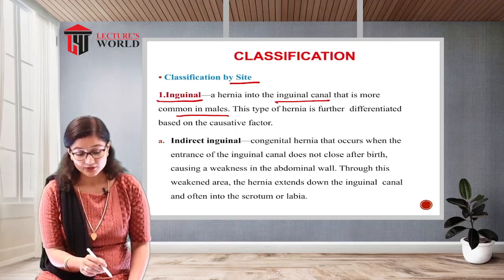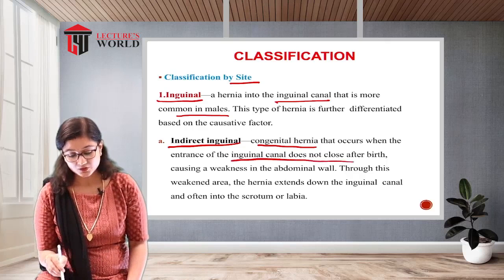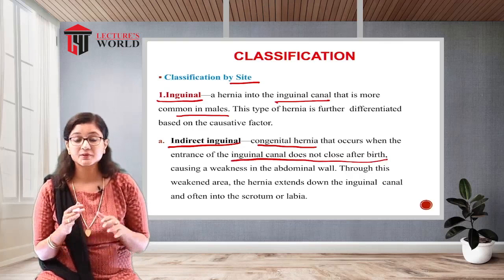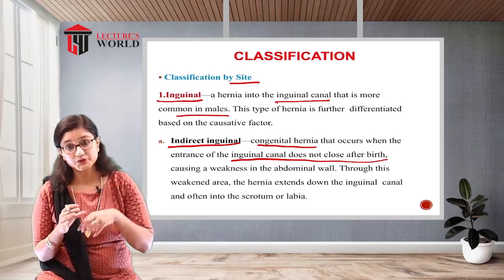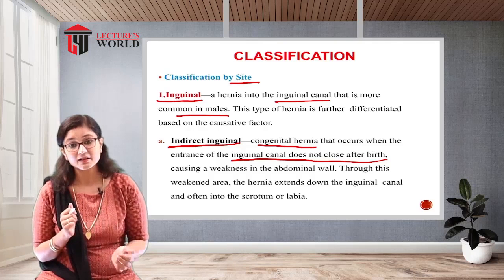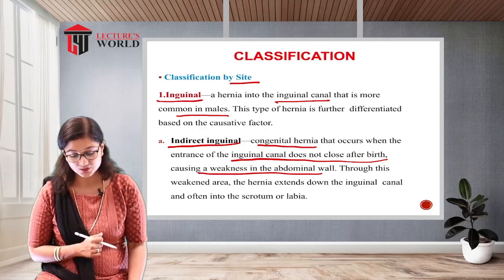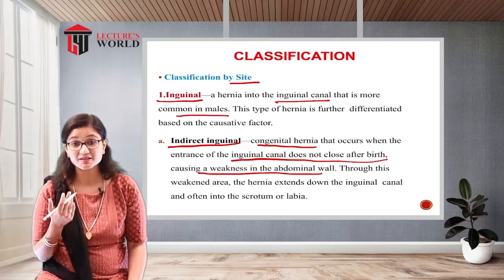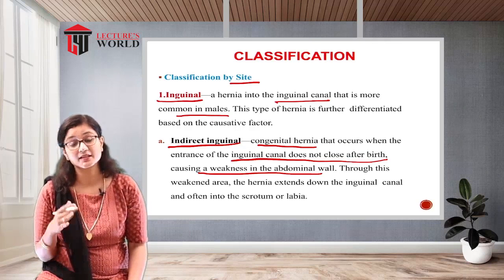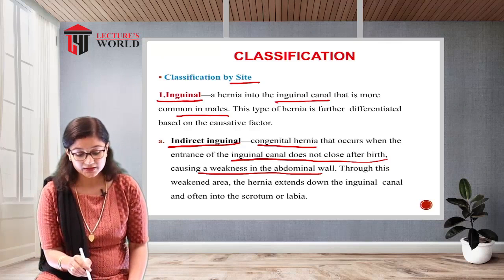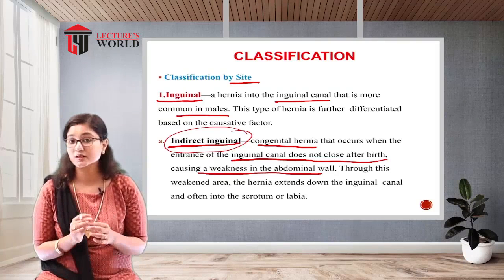So what is direct? We'll first understand the indirect one. Indirect one is a congenital hernia that occurs when the entrance of the inguinal canal does not close. Ideally, the inguinal canal is totally closed in a baby when it is born. But when it is not closed, the intestine or any abdominal organ can come and protrude into the inguinal canal. Then it will be called an indirect hernia. This causes a weakness in the abdominal wall. Through this weakened area, the hernia extends down the inguinal canal, and it can also herniate into the scrotum or into the labia. That is, it can go into the scrotal and labial regions. These are most commonly seen in children. So indirect inguinal can be seen among children because it is congenital, that is, when a baby is born, the inguinal canal is not closed.